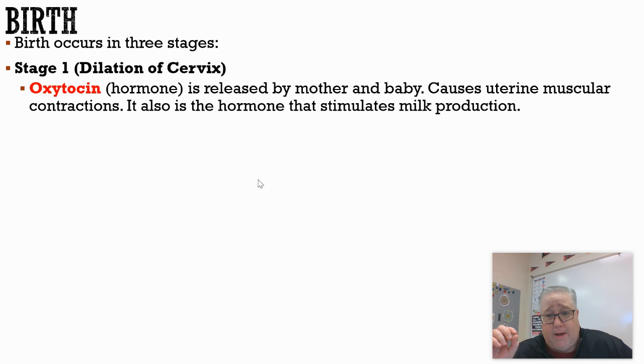When that cervix starts to dilate, that basically means that the baby's head is going to start crowning. It's going to start moving its way eventually into the birth canal, which is the vagina. But there's a hormone called oxytocin. The mother's body releases it, and so does the baby. Babies actually produce it as well. This is what causes the uterus to contract. Basically, it's the uterus attempting to push or force that baby out.